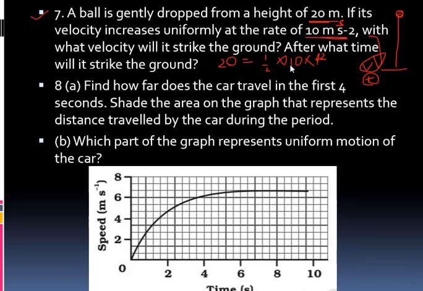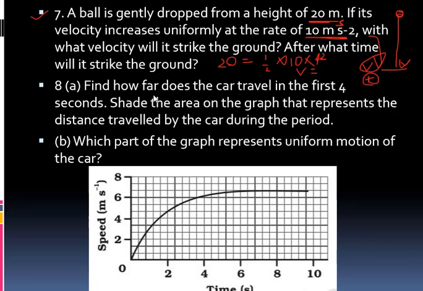Now when you find out the value of t, you can easily find out the value of v. So v is equal to u plus at. What is u? u is 0, then at. a is 10, t is 2, so 20 meters per second. So v should be 20 meters per second. Okay, now I hope you understood question number 7.